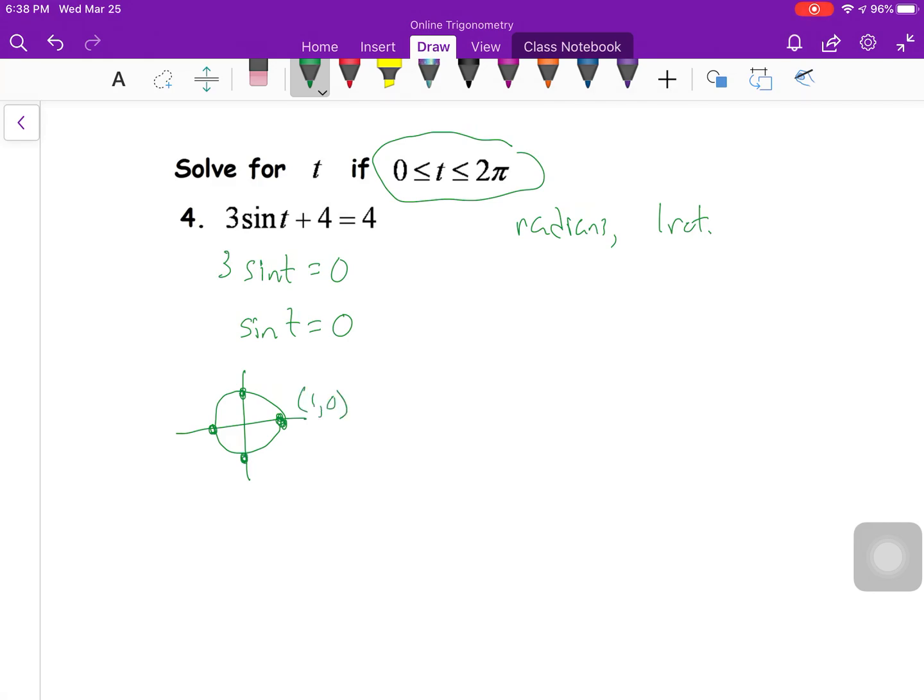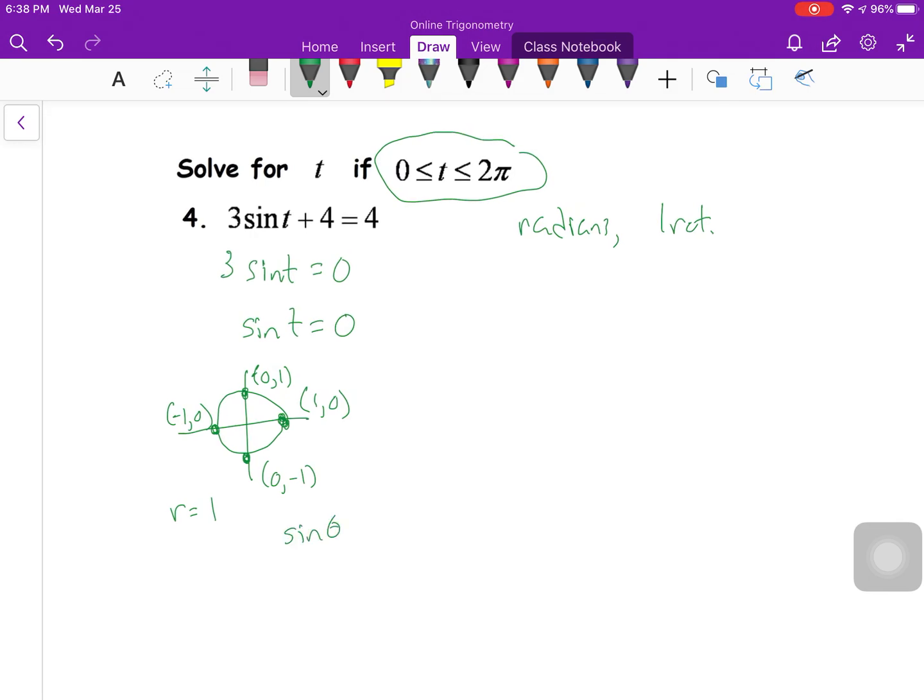This one was over 1 and up 0. This one was over 0 and up 1. This one was left 1 and up 0. This one was over 0 and down 1. And the radius, of course, was 1. And here we use the circular definitions. Recall that the sine of an angle was defined to be the y over the r. So in this case, we need the y to be 0. Well, the y is 0 at this point and at this point. So there are 2 places where y over r is going to give us 0.